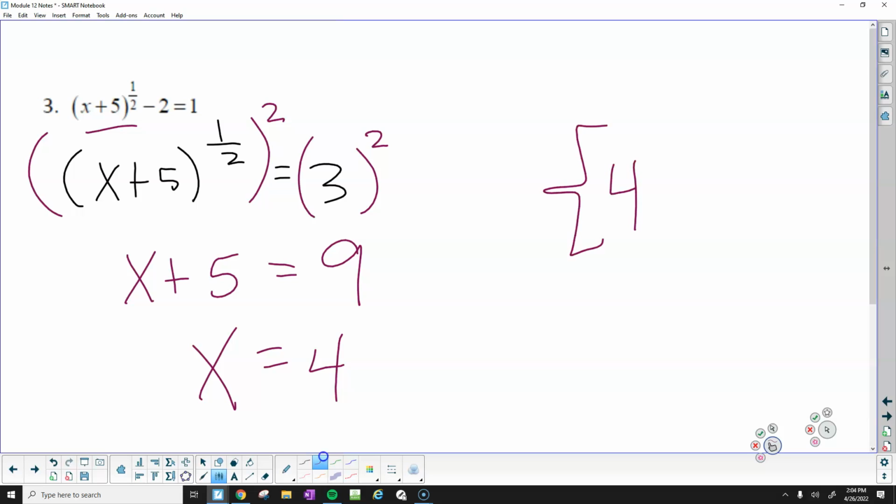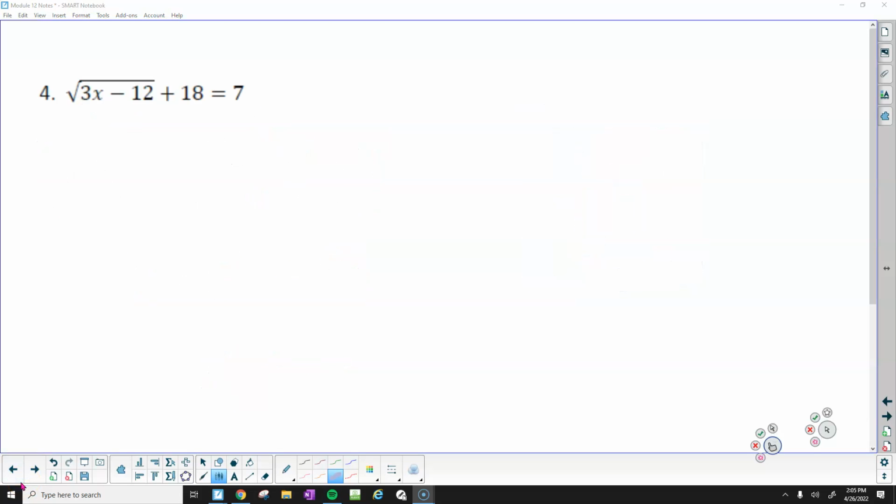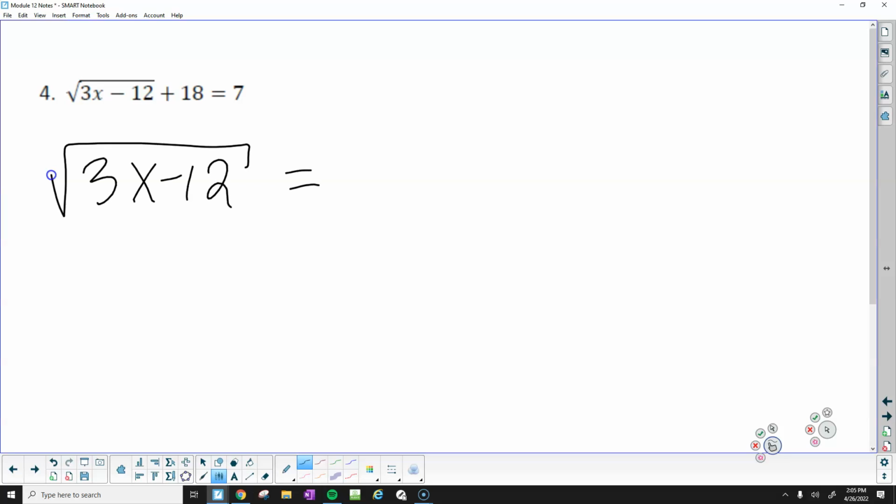Where do you put the 4 in? Braces. It doesn't go all the way over. It's minus 18. That doesn't go all the way over. Isolate that. Subtract 18 from both sides. What do you get? Negative 18. Well, there's our positive 7 over there. 7 minus 18 is negative 11.